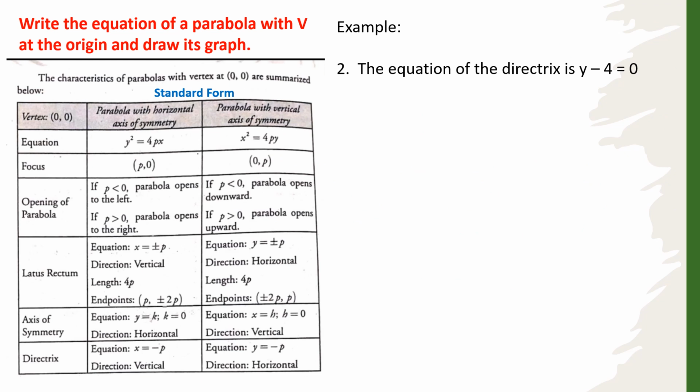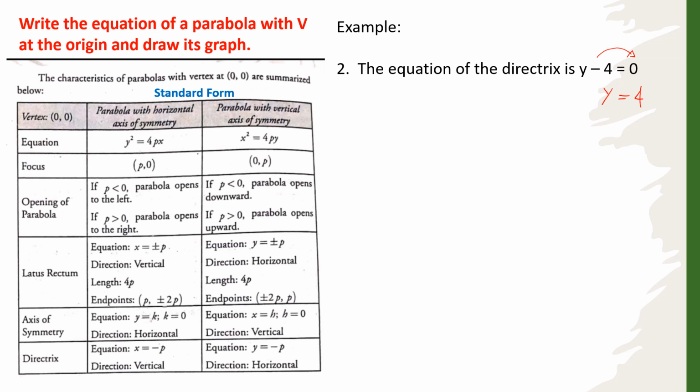Example number 2. The equation of the directrix is y minus 4 equals 0. To answer this problem, at first, isolve muna natin itong y minus 4 equals 0. Transpose negative 4 on this side. So, y is equal to 0 plus 4 or simply 4. We have y equals 4 being what? The directrix.